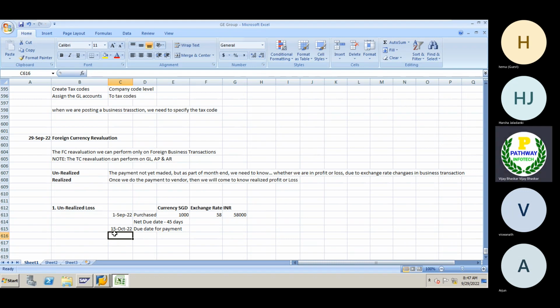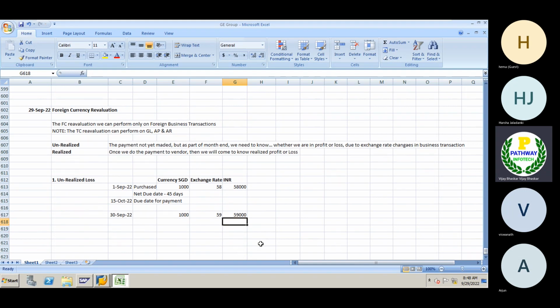Then you just forget about the due date. Now, month end, 30th of September 2022. The same Singapore dollars 1,000 only is there, but here the exchange rate has increased, from 58 it has gone to 59. The Singapore dollars is 1,000 only, but the exchange rate has increased. Now, during the month end, what do we need to do?